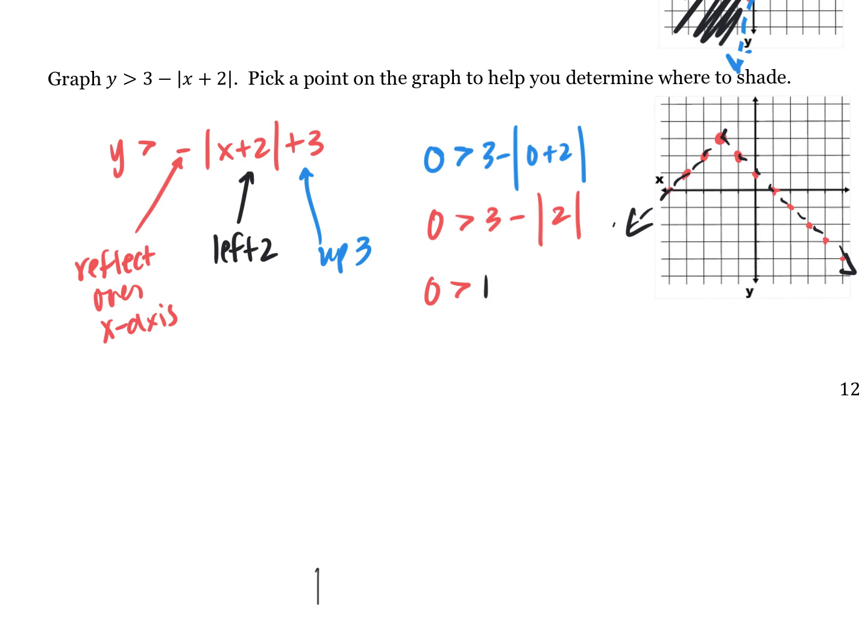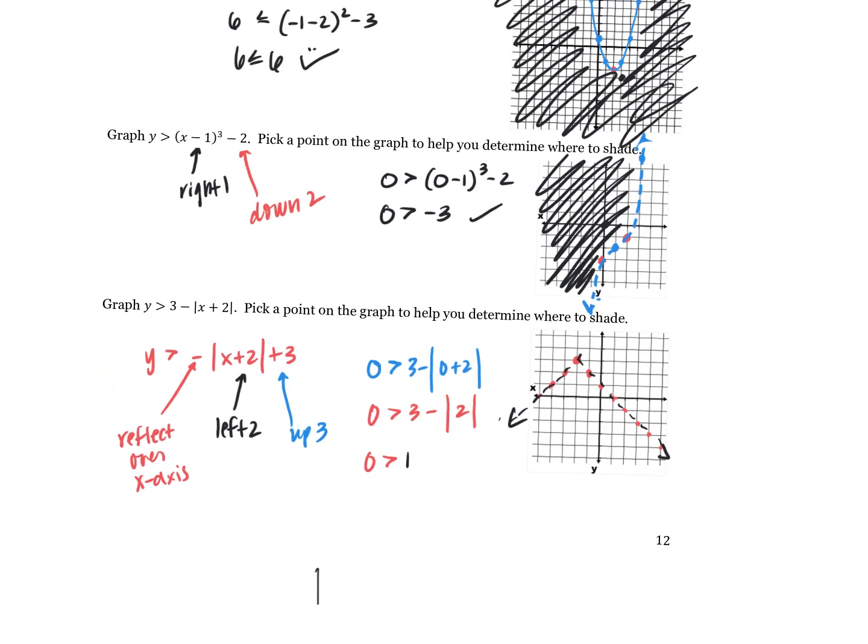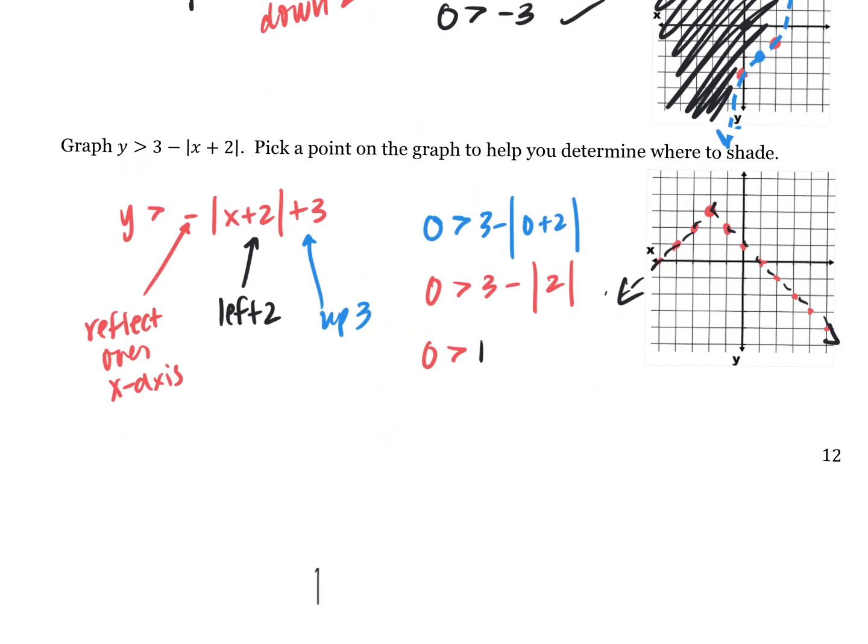What's up, Mr. Rediger? Can you always put 0, 0? Oh, that's a good call. Yes, unless it was on our line. If my line went through it, for example, if this was my line, we wouldn't want to use it because it goes through it. We want to know to shade below or above it. But if it doesn't go through it, I think 0, 0 is like the easiest, right? Because I'm throwing zeros in for things.